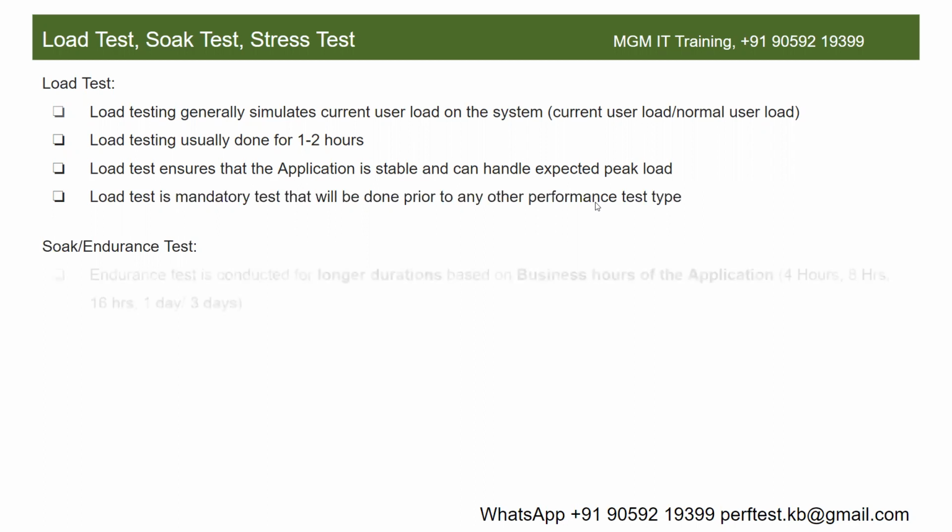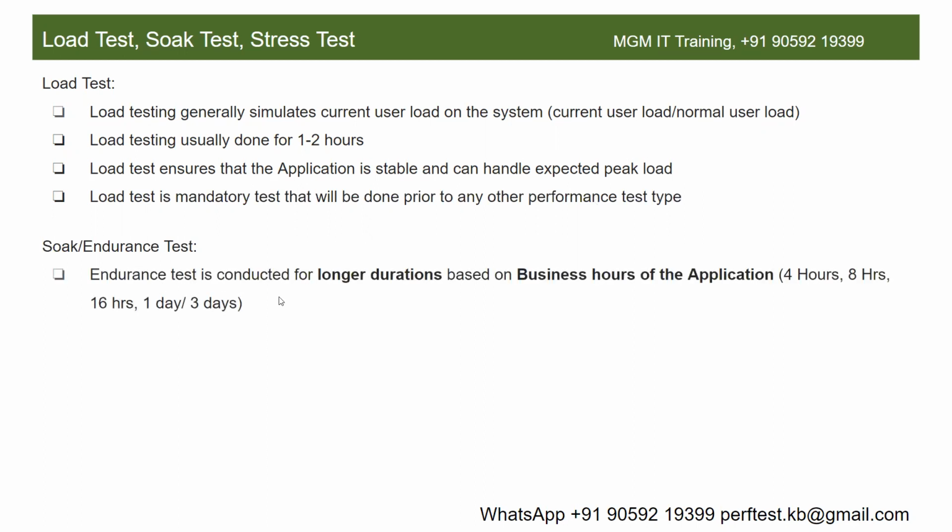The next type of testing is soak test, or endurance test. This endurance test is conducted for longer durations based on the business hours of the application. Let's understand what is meant by business hours. For example, if you take any bank, bank hours will be from 10 o'clock in the morning to some 3 or 4 o'clock in the evening. Let's say 4 o'clock. So if you take 10 to 4, the business hours of that application will be 6 hours, if it is a core banking application.